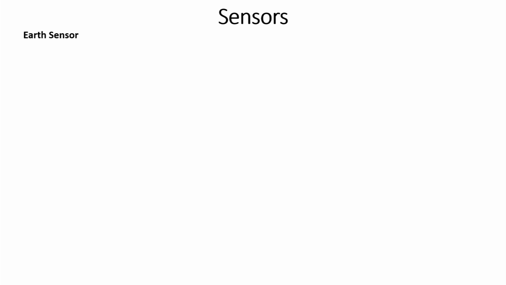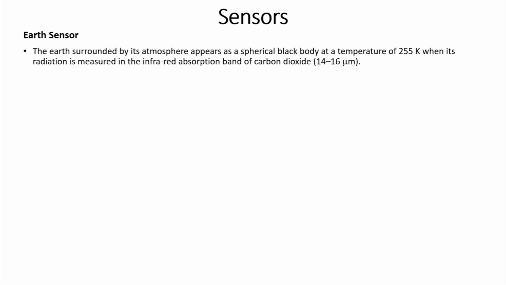We will quickly try to define the earth sensor. Basically, the earth is surrounded by its atmosphere, and whatever particles are there, it is a black body radiator. So from the spacecraft, a sensor looks at the earth as if it were a spherical black body at a temperature of 255 degrees Kelvin, and this radiation is measured in a particular wavelength, in the infrared absorption band of carbon dioxide, which is 14 to 16 micrometers.